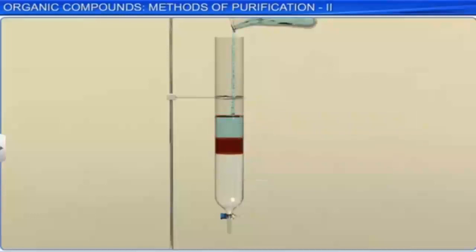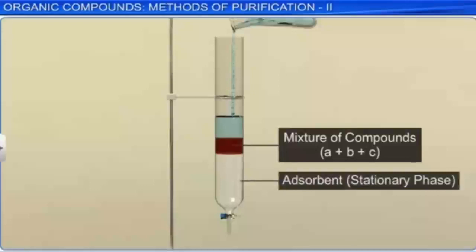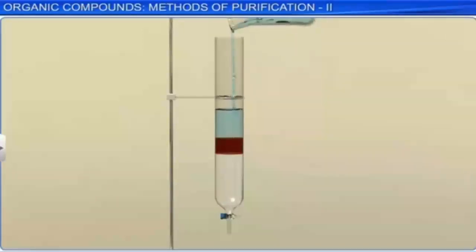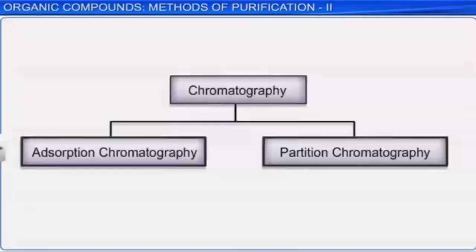In this method, the mixture of substances is applied onto a stationary phase, which may be a solid or a liquid. A pure solvent or a mixture of solvents, or a gas as a mobile phase, is passed over it. The components of the mixture get gradually distributed between the two phases. Thus, the components in the mixture are separated from one another. Based on the principle involved, chromatography is divided into two types: adsorption chromatography and partition chromatography.